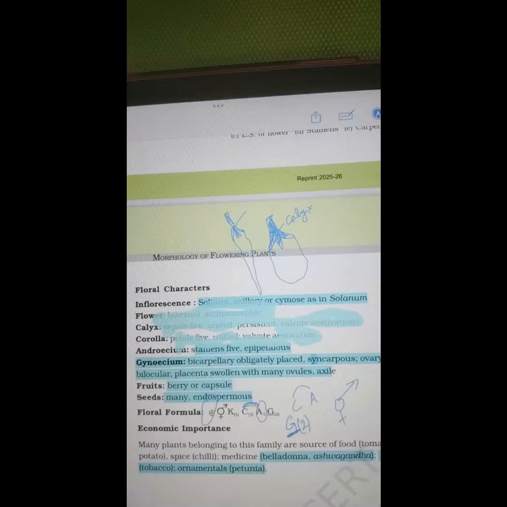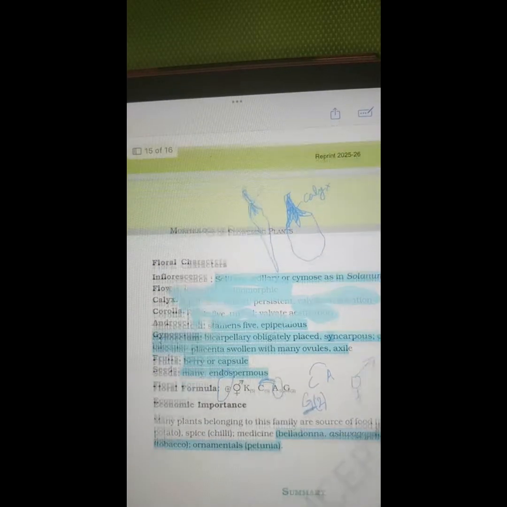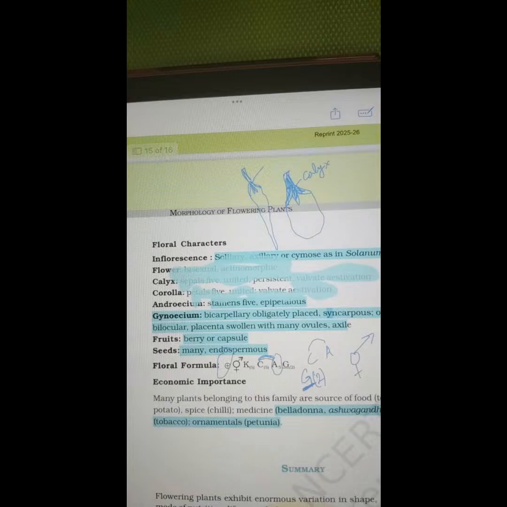Placenta is swollen with many ovules. So placenta was swollen in the center and axile placentation was seen on it. Fruits are berry or capsule. No description will be asked to you on it. You just need to learn what type of fruits are found in Solanaceae. So answer will be berry or capsule. Seeds are many and they are endospermous. This is a unique feature in a dicot. Generally, dicot seeds are non-endospermic, but in Solanaceae, the seeds are endospermous.